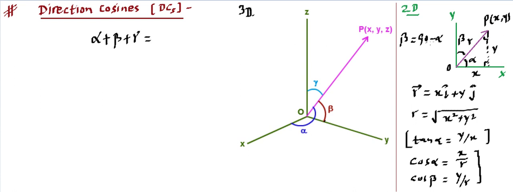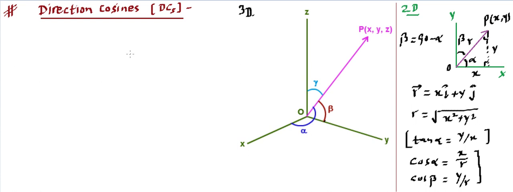In case of two-dimensional, it was clear because this was in a plane, so alpha plus beta was 90 degrees that we have used. Here it is three-dimensional stuff, so alpha plus beta plus gamma will not be decided, we will not be able to decide what the value is going to be. So here finding alpha, beta and gamma is difficult.